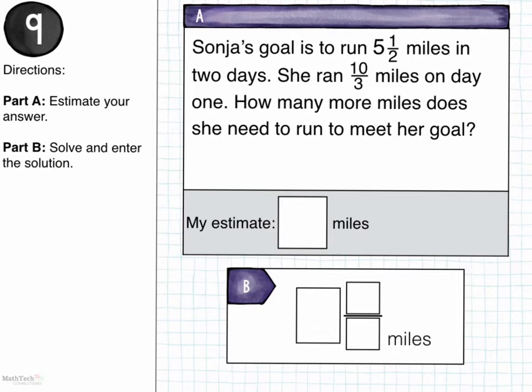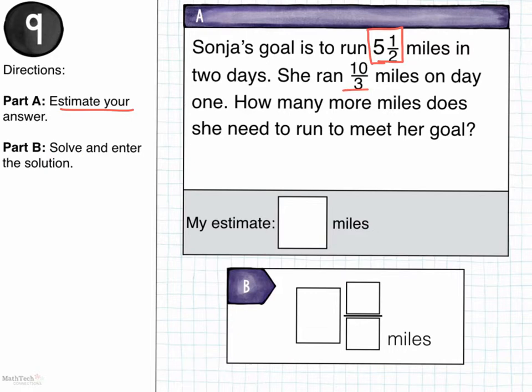Sonia's goal is to run 5.5 miles in 2 days. She ran 10/3 miles on day 1. How many more miles does she need to run to meet her goal? And we're going to start, of course, with part A, and we're going to estimate first. This one's a little tricky. I can think about 5.5. I can kind of picture that in my head, but 10/3? 10/3 is hard for me to really picture in my head. I'm having a hard time thinking about how much that is.